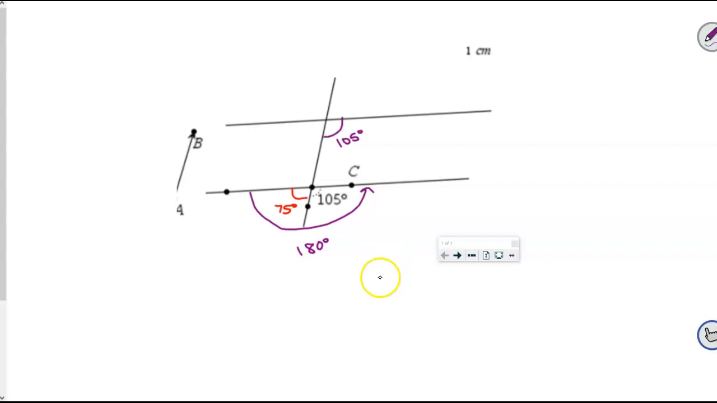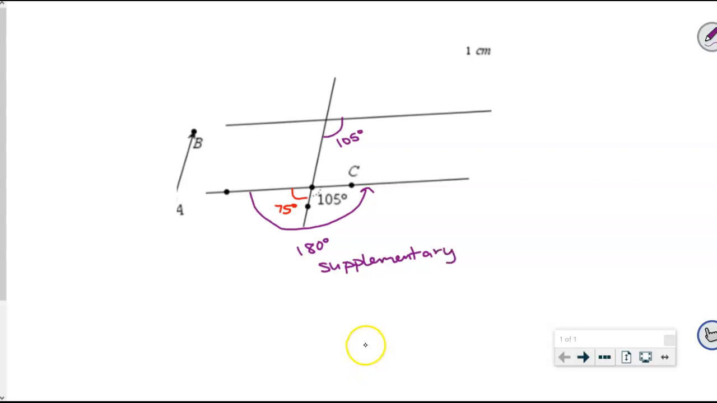That, please put this in your brains. We haven't given it this vocabulary name before, but that is called supplementary angles. We'll put it on our paper next time, but put it in your brain now. Supplementary angles. Supplementary angles sum to 180 degrees.